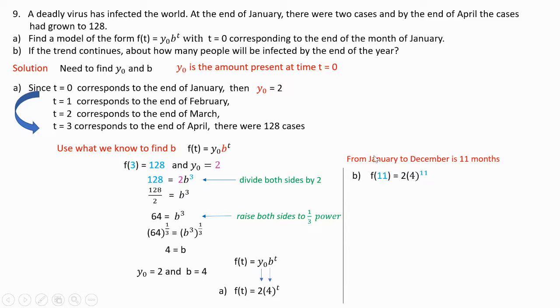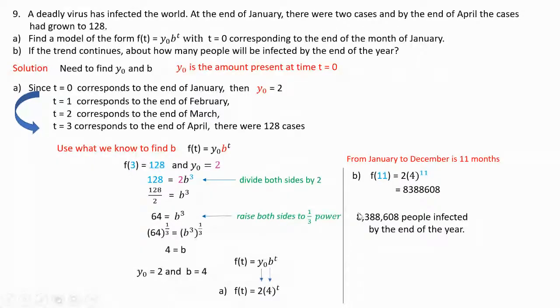Okay? So then we're going to find f of 11 to see how many cases there were by the end of the year, by the end of December. So we're going to plug in 11 into the formula for the t also, right? So here for the t, 11 months. So how many cases will there be by the end of the year?